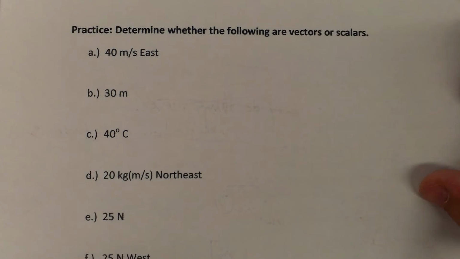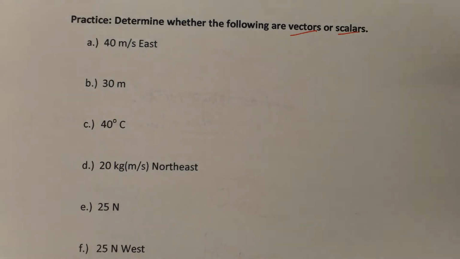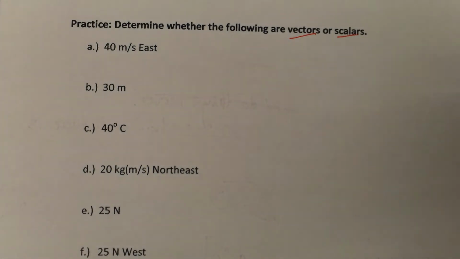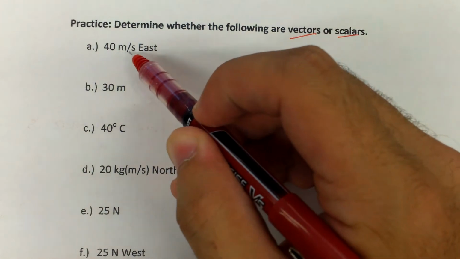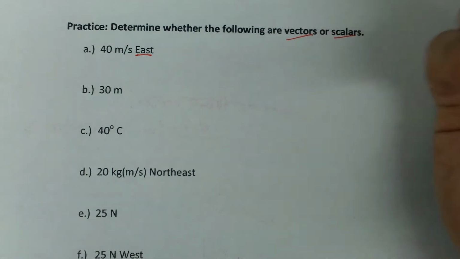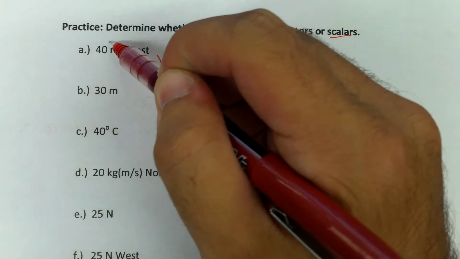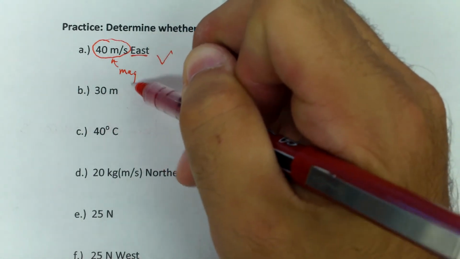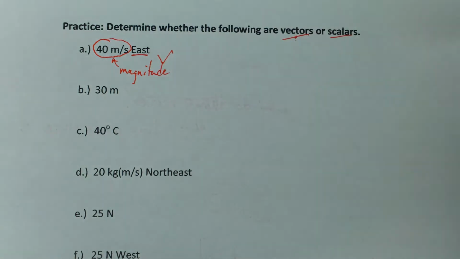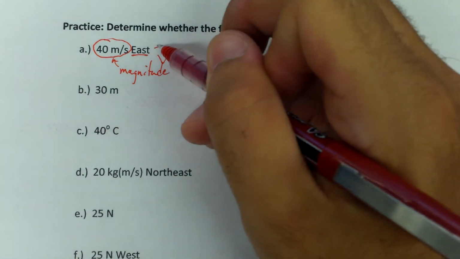All right, and let's start looking at each of these and determine if they're a vector or scalar. So I'm just going to write V or S, vector or scalar. If you look at A, 40 meters per second east. This east is a direction. That alone is enough for us to identify it as a vector. So A is a vector. Now, 40 meters per second. This value right here, this is our magnitude. Okay, so our magnitude is circled here, 40 meters per second. East is underlined, this is our direction.